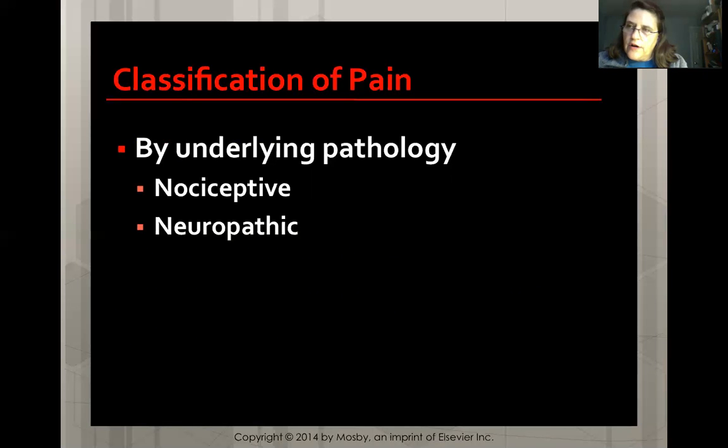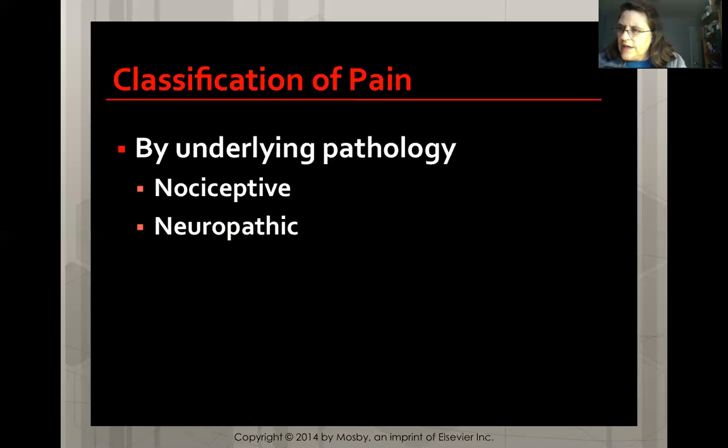There are two underlying pathologies, nociceptive and neuropathic. Nociceptive is damage to somatic or visceral tissue, such as a surgical incision, a broken bone, or arthritis. These usually respond to things like opioids and non-opioid medication.